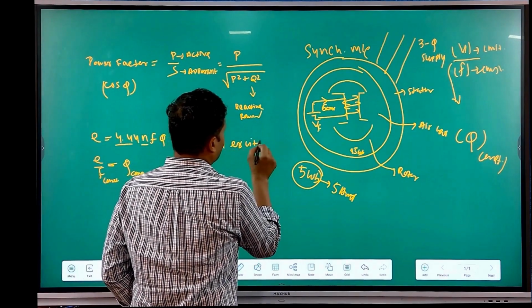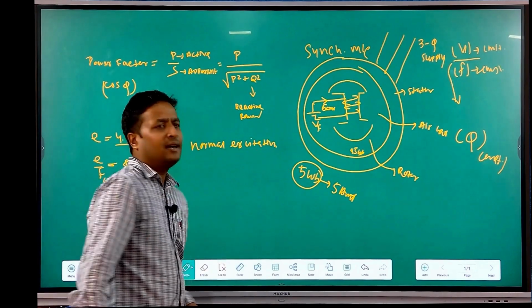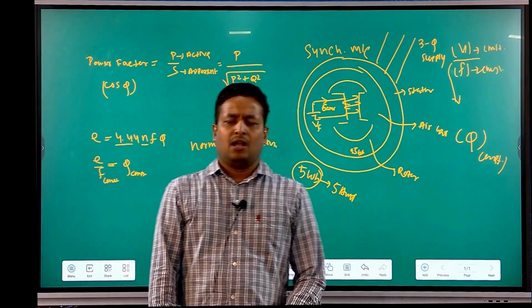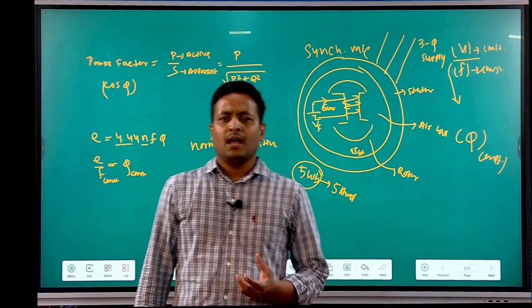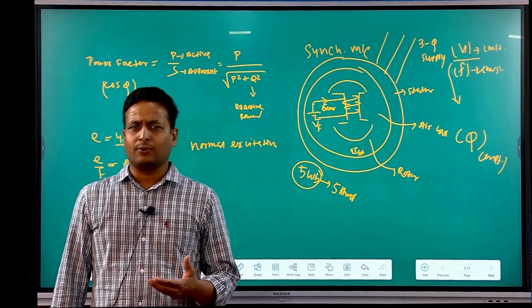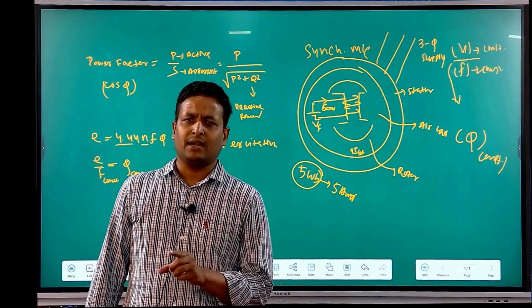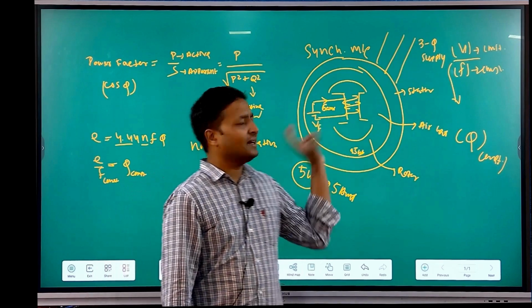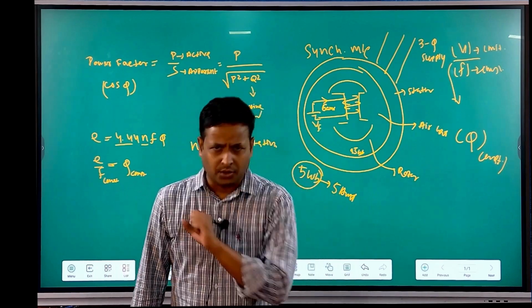So, in normal excitation, what happens? The machine neither absorbs reactive power nor delivers reactive power, because the machine by itself is capable of generating the required amount of flux. This self capability is provided by the external DC supply given to the rotor.